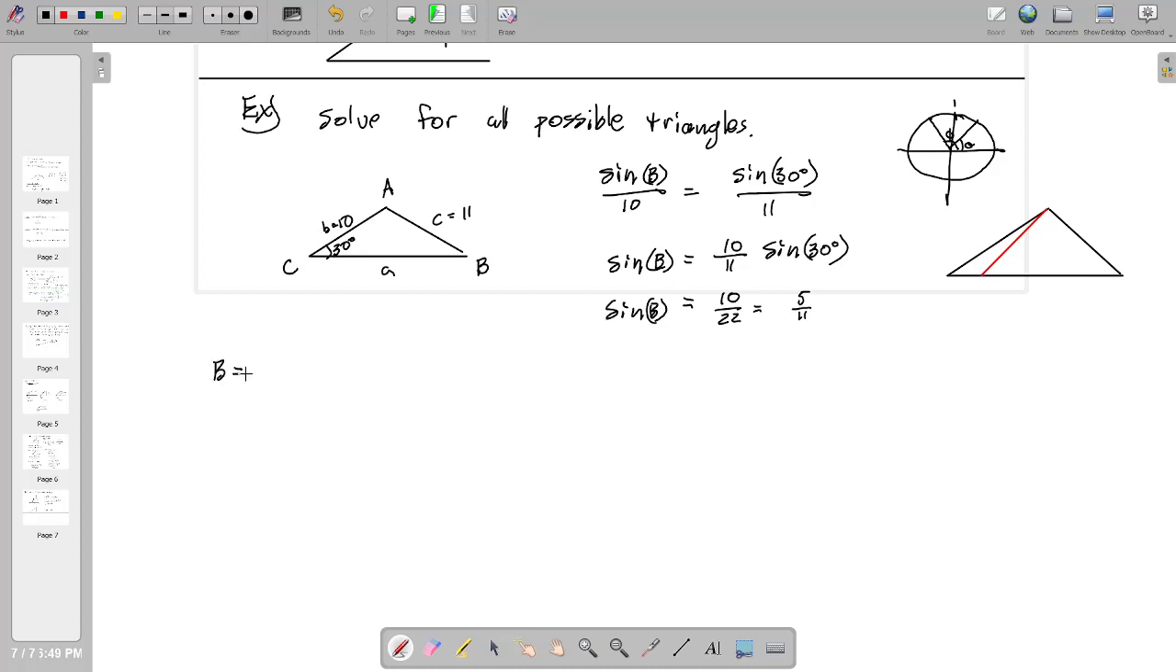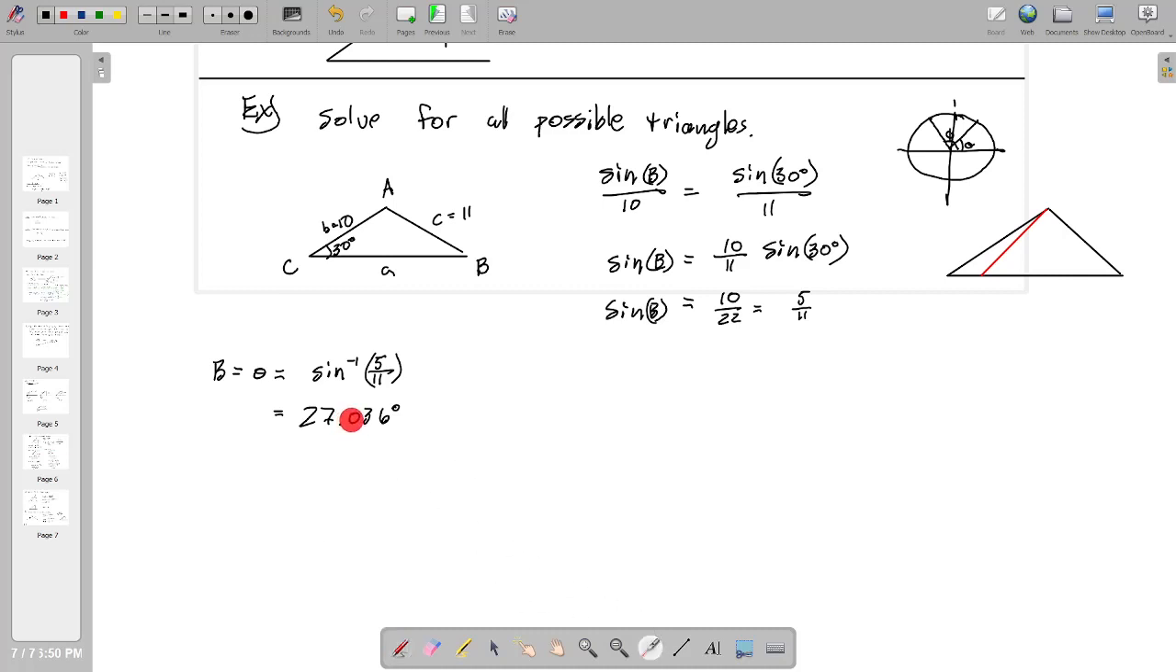So let's say that B is equal to theta. Now, theta is just going to be the sine inverse. It's our first angle. So sine inverse of 5/11. Sine inverse of 5/11 is 152 degrees. Is that right? That's not right. Sine inverse of 5/11 is 27.036. So we end up with 27.036 degrees.